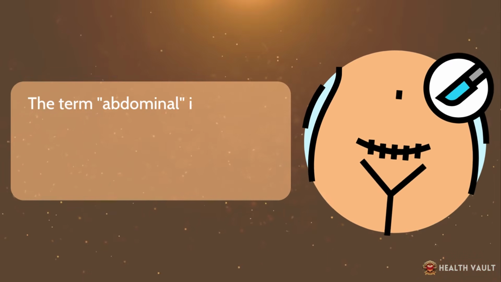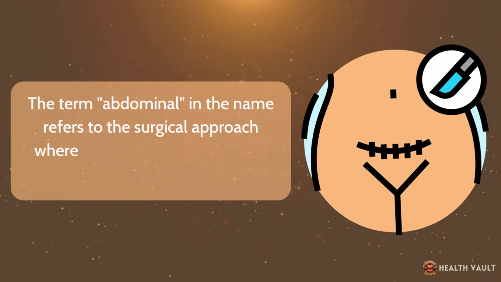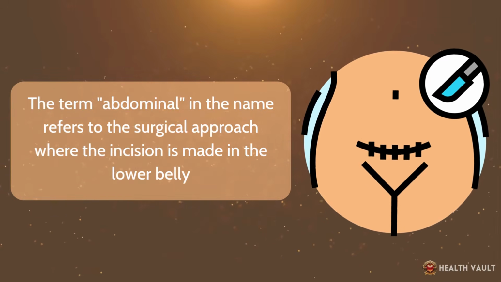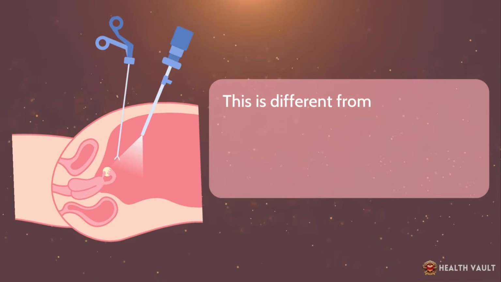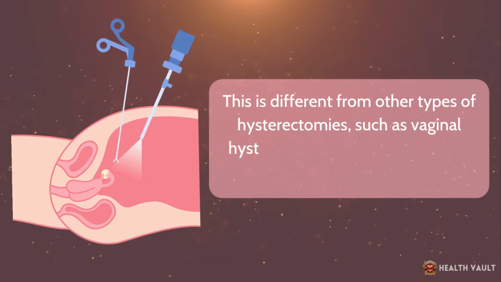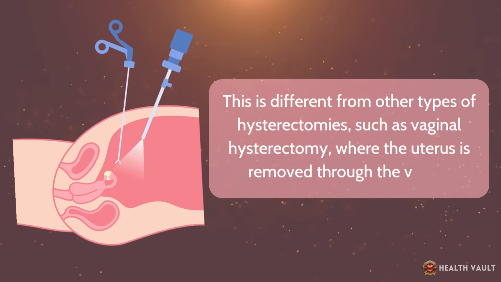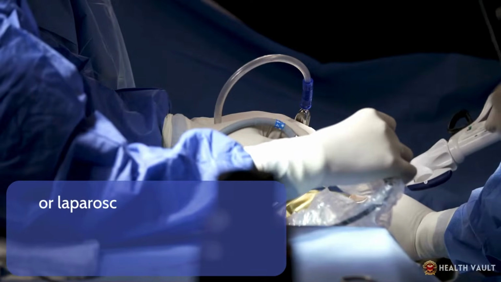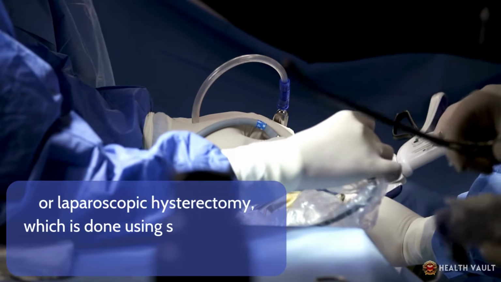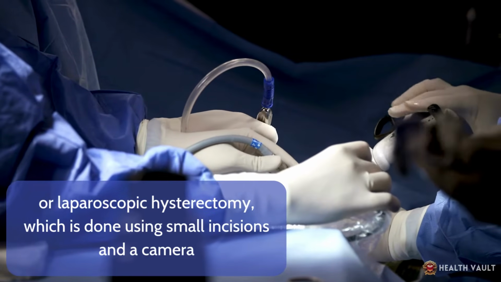The term abdominal in the name refers to the surgical approach where the incision is made in the lower belly. This is different from other types of hysterectomies, such as vaginal hysterectomy, where the uterus is removed through the vagina, or laparoscopic hysterectomy, which is done using small incisions and a camera.